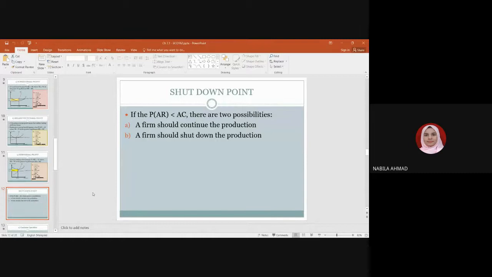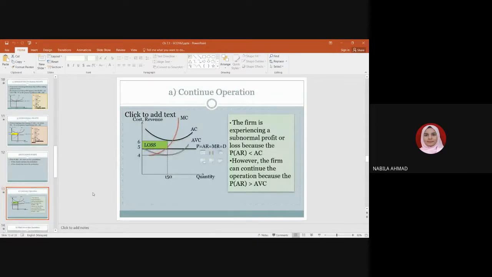So bila firm is making losses, dia ada dua possibility. Sama ada firm can still continue ataupun the firm should shut down the production ataupun should shut down the operation. So kita kena compare apabila the firm is making losses, kerugian, average revenue dengan average cost. Of course, average revenue less than average cost sebab the firm making losses. Now kita kena compare pula dengan average variable cost.